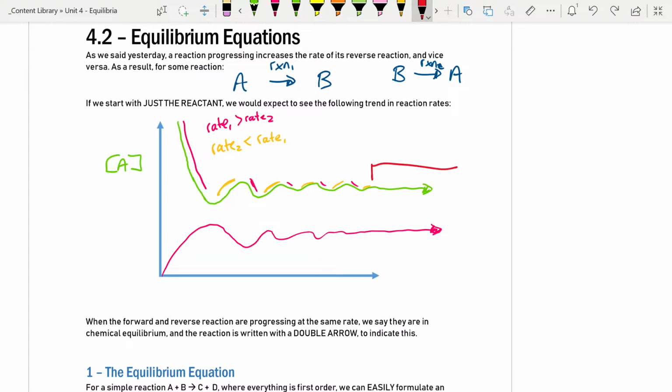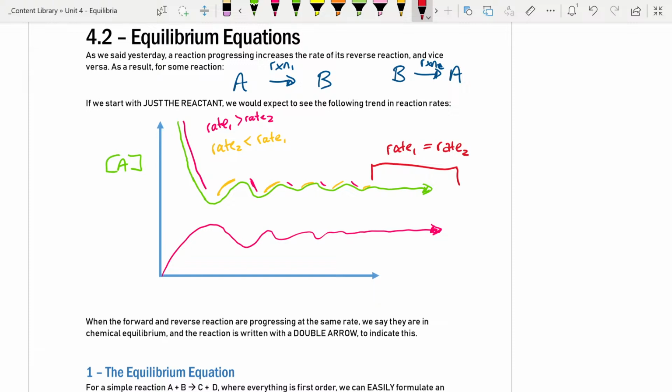But then what is true here? From here on in, we can say that rate 1 and rate 2 are essentially equal. They may vary a little bit. We may get little wobbles. But for all intents and purposes, they're happening at the same rate. Okay, cool.